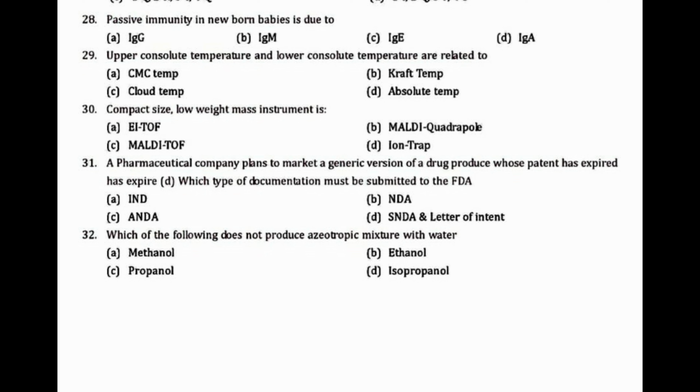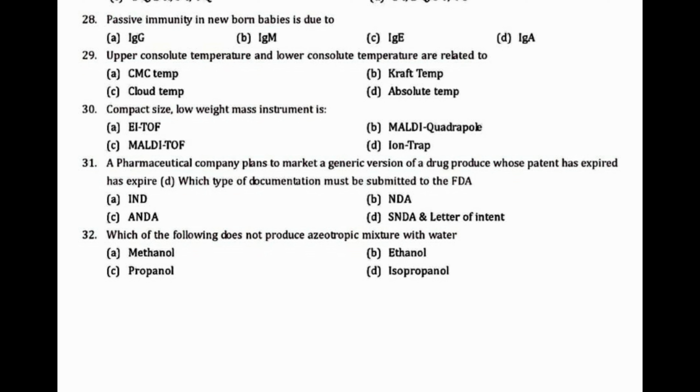Question number 29. Upper consolute temperature and lower consolute temperature are related to: option A, critical micelle concentration temperature, B, Kraft temperature, C, cloud temperature, D, absolute temperature. Upper consolute temperature. What is upper consolute temperature? It is actually the critical temperature above which components of a mixture are miscible in all proportions.